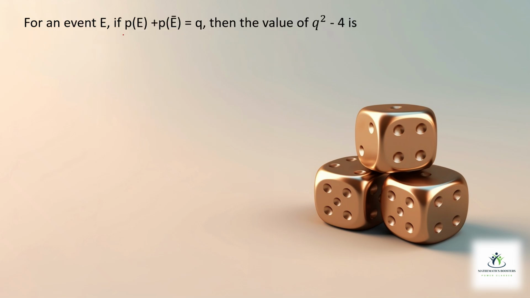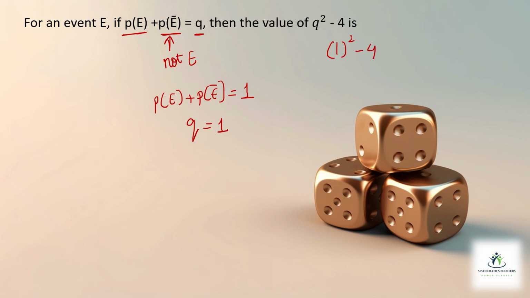Next, for an event, P of E plus P of not E. कोई भी इवेंट की होने की probability is P, and P of not E, ना होने की probability, is Q. So we know होने की probability plus ना होने की probability is 1. This implies Q is 1 minus P. Now substitute the value here. 1 square minus 4, 1 minus 4 is negative 3. This is the answer.